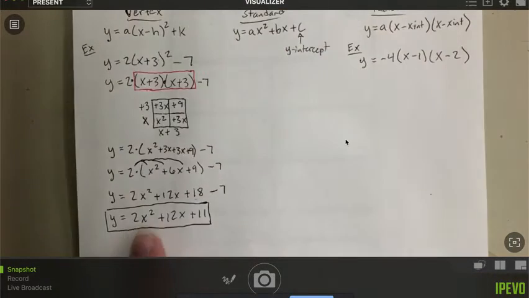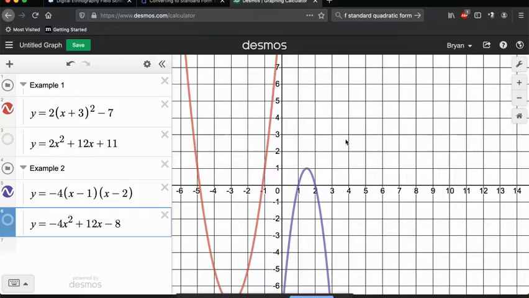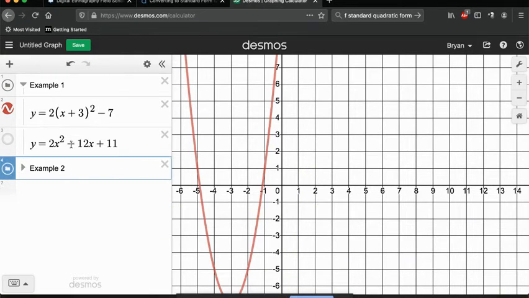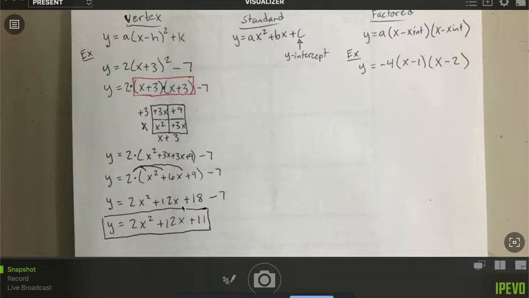All right, so let's take a quick look at the graph here. All right, so as promised, these two match up perfectly. So all I've shown is that my vertex form and my standard form are equivalent because they make the same exact graph. All right.